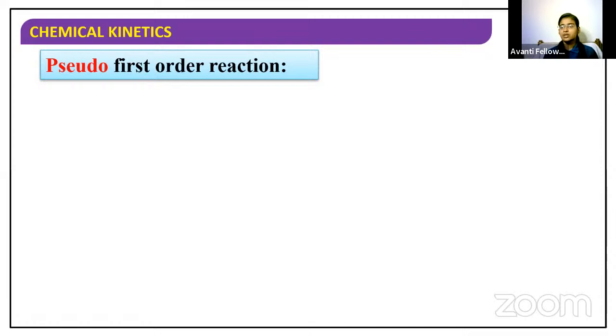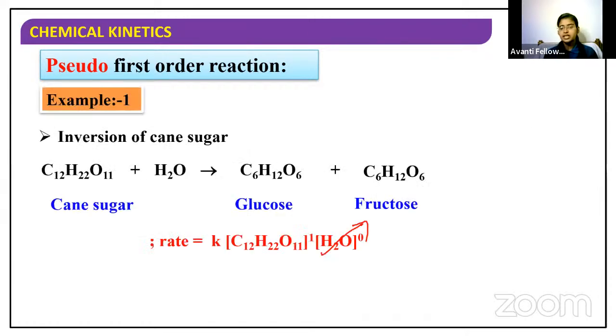Any idea for anyone? Do any of you have any idea why we are not taking the concentration of H2O into account here? Why we are putting 0 there? Yes or no? Say something, my dear students. If you say yes, then I will ask you the explanation. If you say no, then I will proceed. Okay, Sakshi. Fine, so I'll proceed.